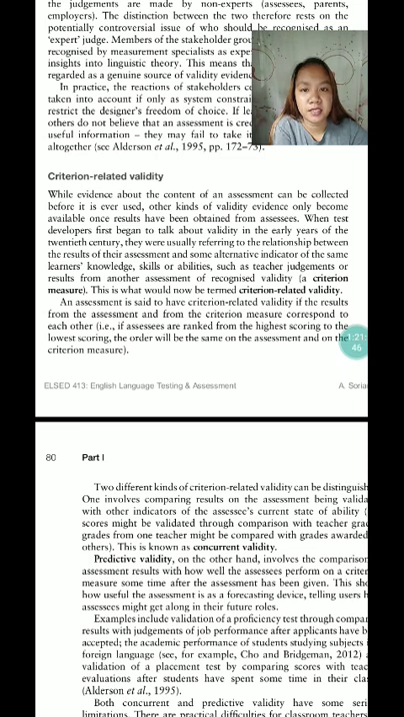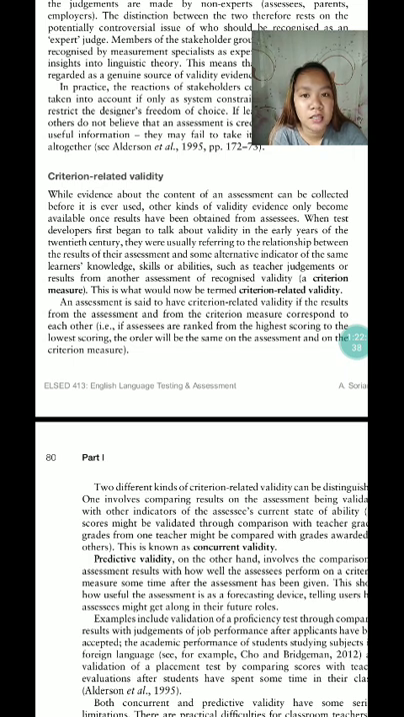Criterion-related validity. While evidence about the content of an assessment can be collected before it is ever used, other kinds of validity evidence only become available once results have been obtained from assessees. When test developers first began to talk about validity in the early years of the 20th century, they were usually referring to the relationship between the results of the assessment and some alternative indicators of the same learner's knowledge, skills, or abilities, such as teacher judgment or results from other assessments of recognized validity.